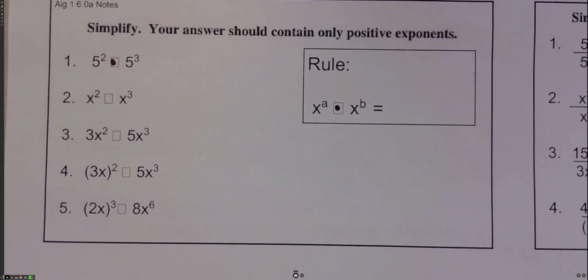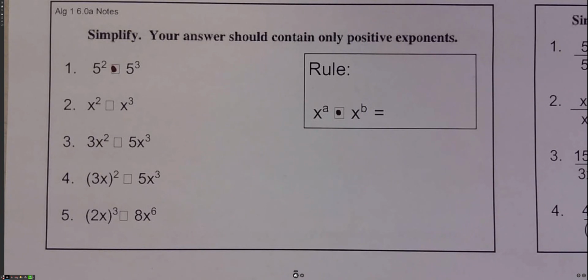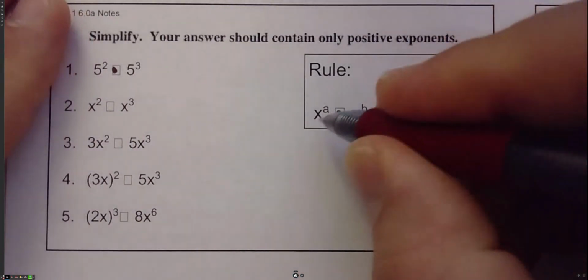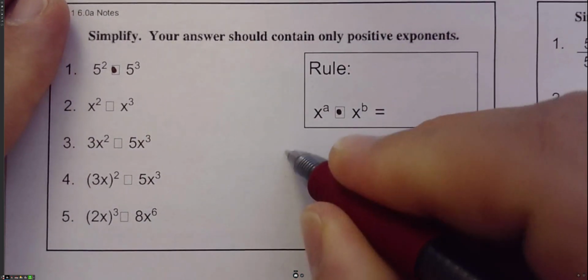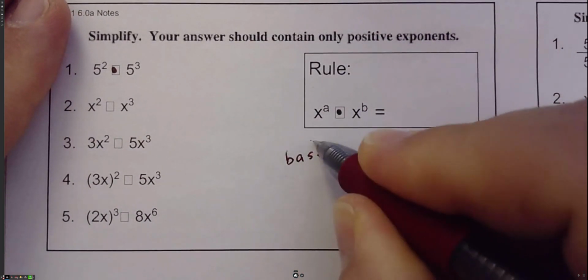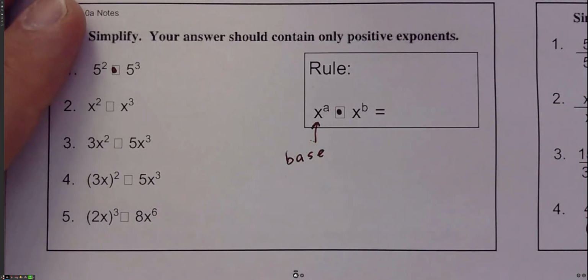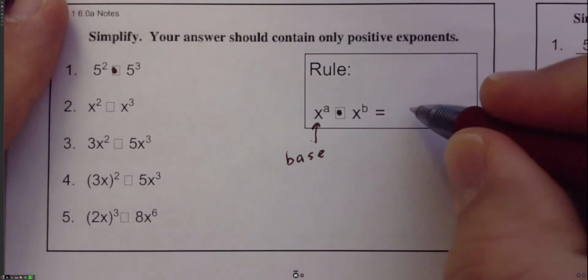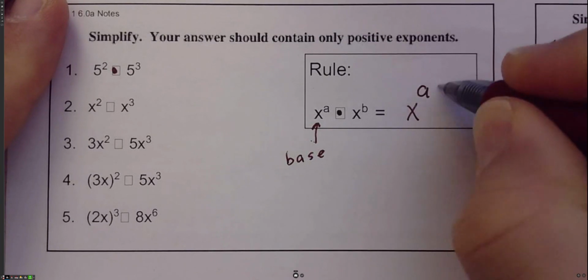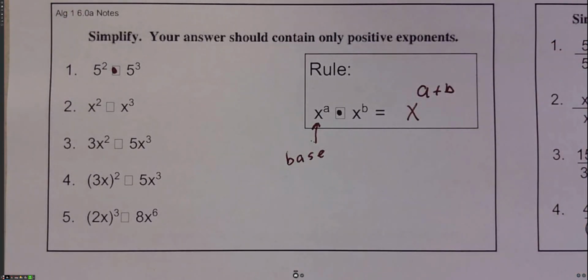Okay, so the rule for exponents is that if they have the same base, so this is the base, the x, then you just say that it's x to the a plus b. You just add those. So when it's multiplying, you add.